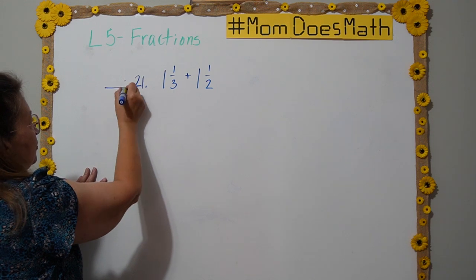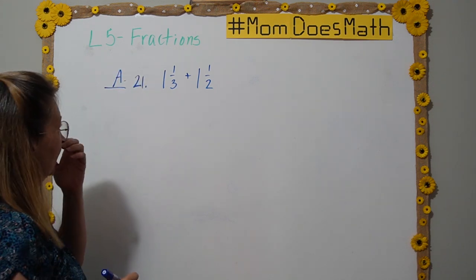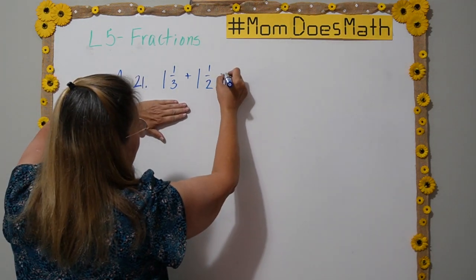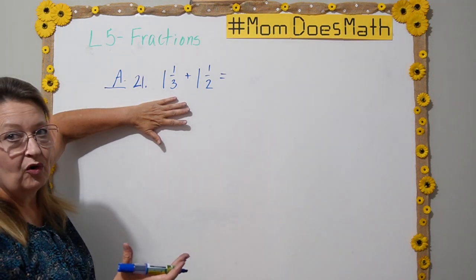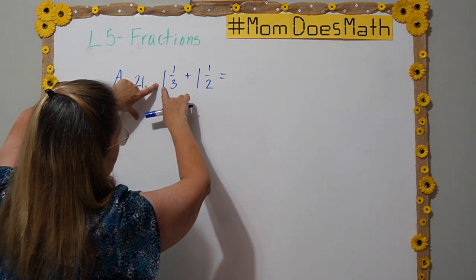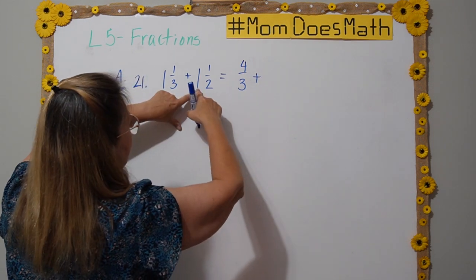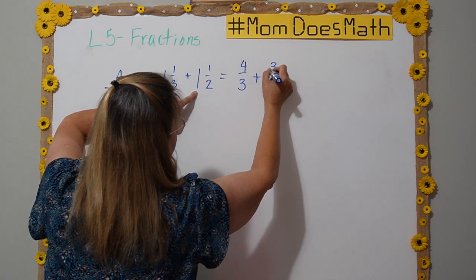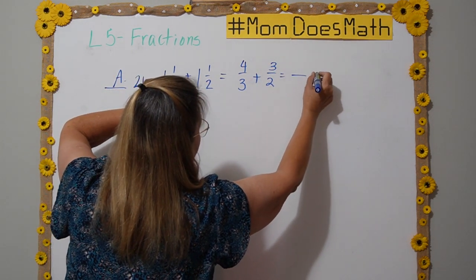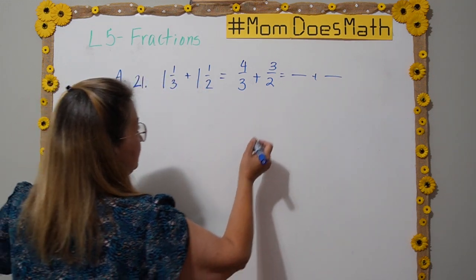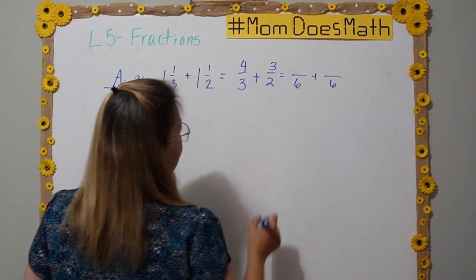Okay, let's look at number 21. This is an addition problem. So I have mixed numbers. The first thing I'm going to do is change these to improper fractions. 3 times 1 is 3, plus 1 is 4 thirds, and 2 times 1 is 2, plus 1 is 3 halves. What's going to be our common denominator between 2 and 3? 6. That was an easy one.